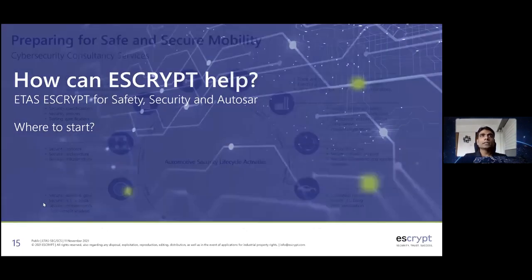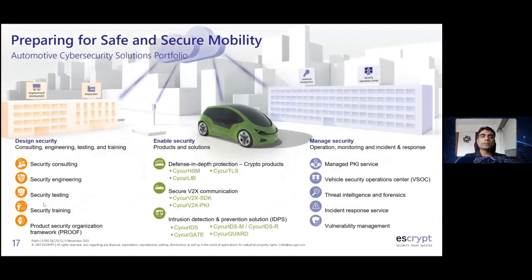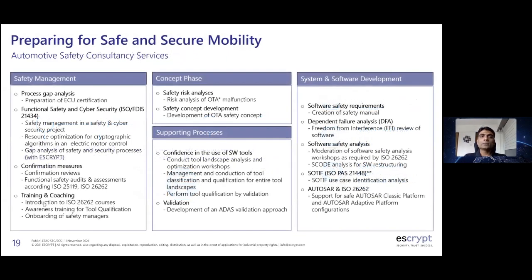How can Escrypt help? Escrypt offers services across the life cycle of security, from a security consultation perspective. Escrypt has a huge portfolio of products, right from CycurHSM, as I mentioned earlier, to CycurIDS, which is, as Seshu mentioned, the intrusion detection system needed for future vehicles. We have an AUTOSAR stack that can be offered for safety compliant developments, right from the BSW to the flash bootloaders and OEM specific components. And last but not the least, Escrypt along with ETAS provides a complete safety consultation package to support safe software and system development.